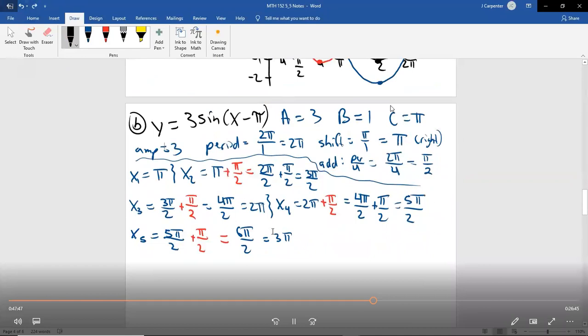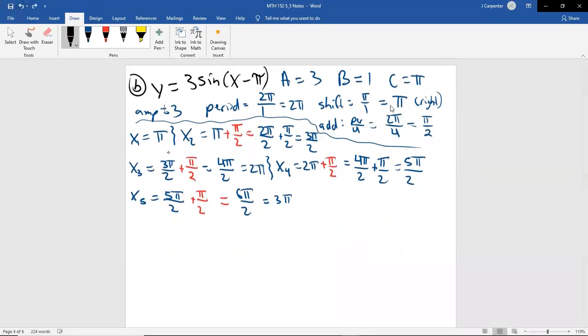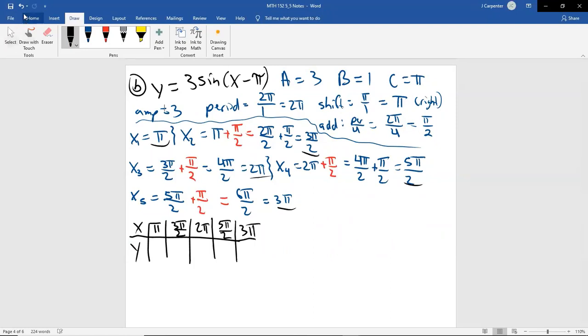All right, so we got our 5 points. We got our 5 x values, that is to say. So we can start with our table of values. We know our x values are going to be pi, then 3 pi over 2, then 2 pi, then 5 pi over 2, and then 3 pi. Again, pi, 3 pi over 2, 2 pi, 5 pi over 2, 3 pi. Those are just the x values.